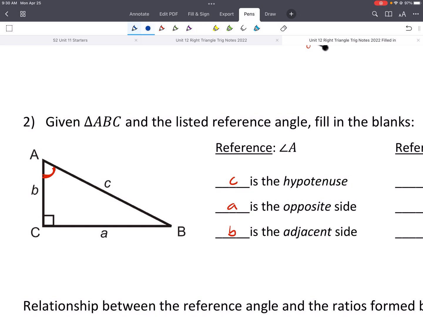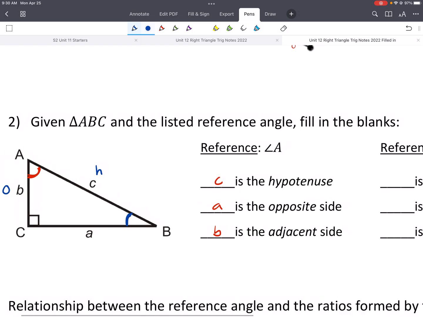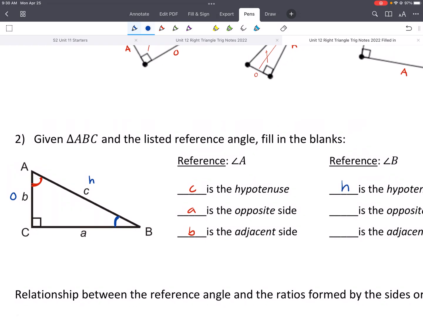But what if we were to use angle B as our reference angle? Well, we would still have H for our hypotenuse, but now opposite would be B. So we have H here, opposite would be B, and A would be adjacent. So no matter what, H is going to be H. But depending on your reference angle, your O and A, your opposite and adjacent, can change. So make sure you're paying attention to what our reference angle is, and then from there we can label our sides.